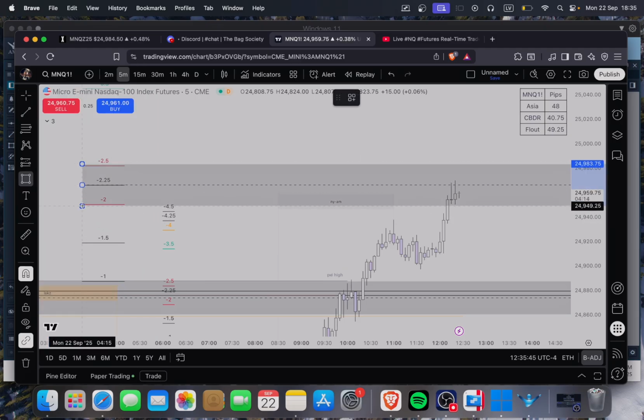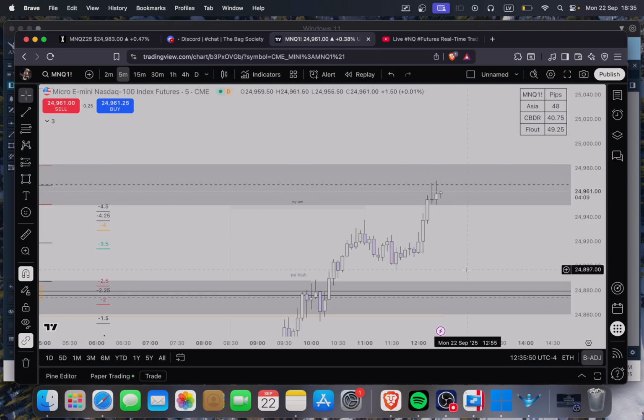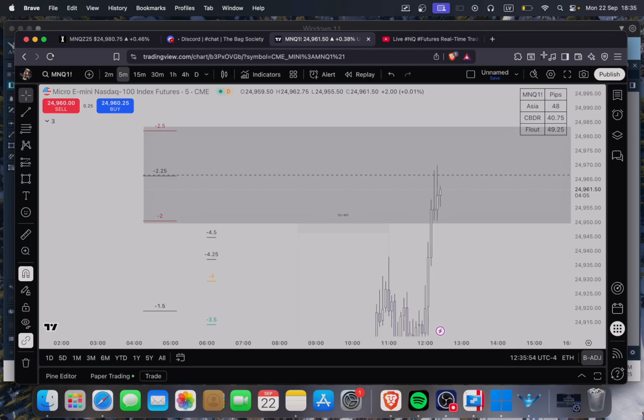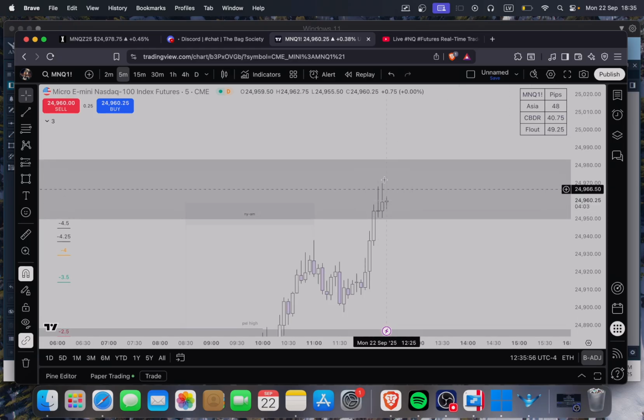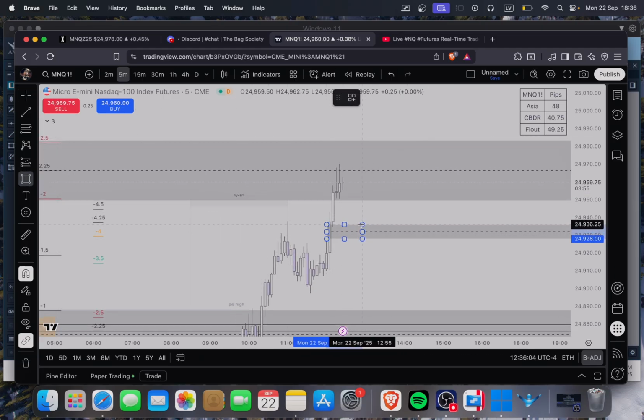We have our -2 zone right here. Really no PD arrays because this is the all-time highs, but you can see the price is kind of starting to reject off of this zone, right? Maybe it's going to have a little retracement back into one of these fair value gaps, or maybe it's just going to continue on.